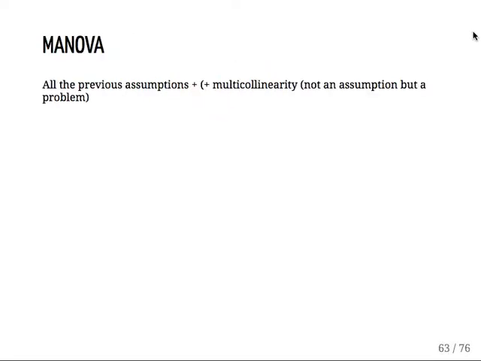Now, the next bit is MANOVA. Sometimes you will have more than one dependent variable. You remember that scenario? You might have heard MANOVA as well. With a MANOVA, we have all the previous assumptions, and we have multicollinearity. And what we need to have is multivariate normality also. So not only do we need normality in one variable, but all these other things need to be multivariate normal. And we need homogeneity of the covariances, not just of the variances, but also of how things covary.